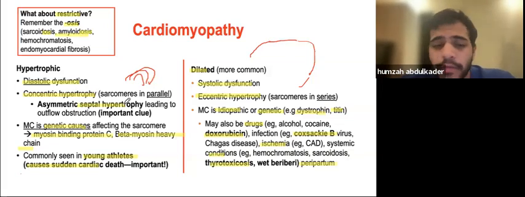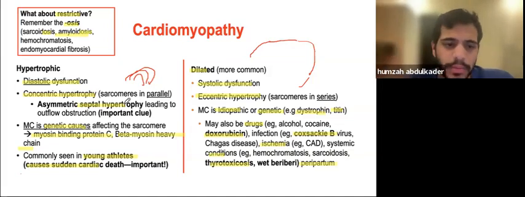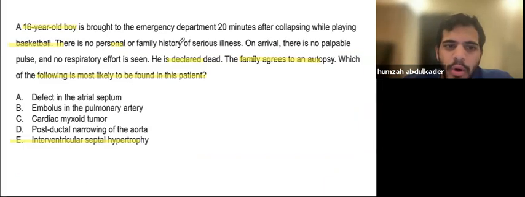If it comes, then good for you, but it'll be important later on. What you should know is if you see a young kid doing something athletic, playing basketball, and then suddenly he died, immediately your mind should go towards hypertrophic cardiomyopathy. Even if there's nothing in the history, they said there's no personal or family history, that's fine. It doesn't have to be there.